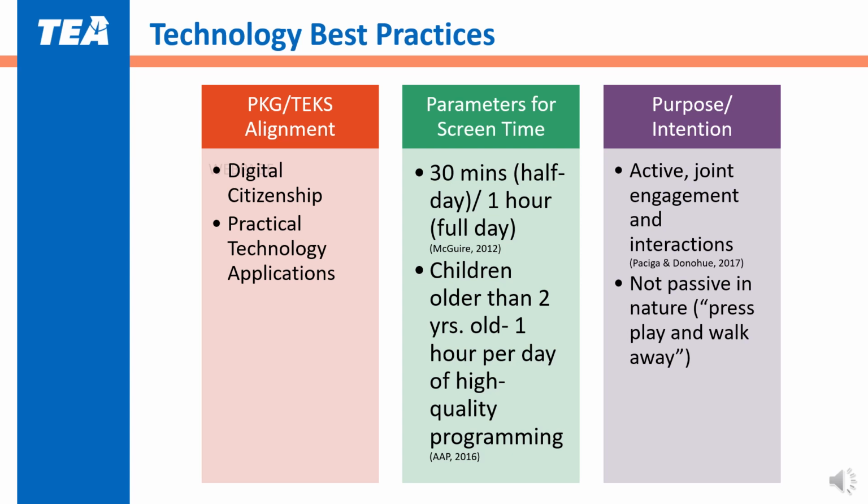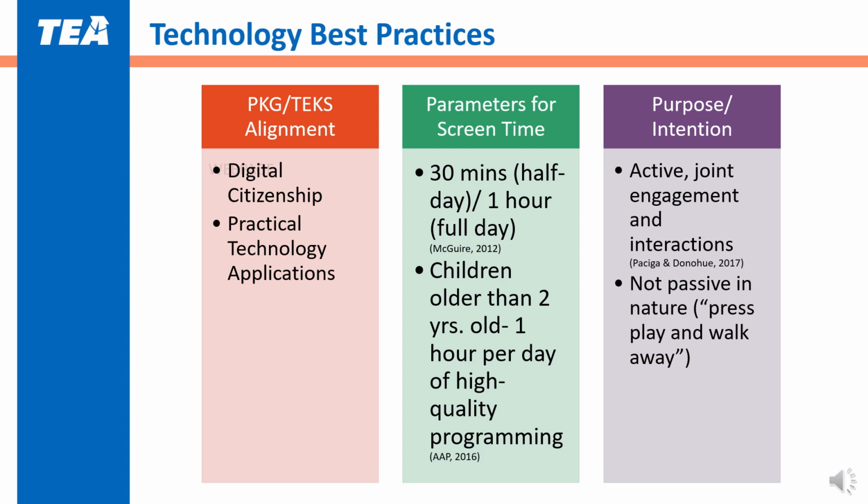This includes setting parameters for screen time based on leading research. This includes screen time limits, such as TV, videos, digital media, etc., that should be used less than 30 minutes for half-day programs and less than 1 hour for full-day programs. Children older than 2 years old should use technology for no more than 1 hour per day, which includes high-quality programming. Using technology for active joint engagement and interactions, such as co-viewing of media, and asking children questions about what they are viewing or playing or making connections to what they have learned.